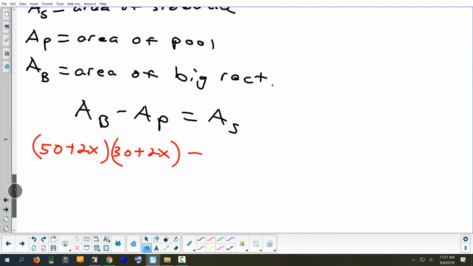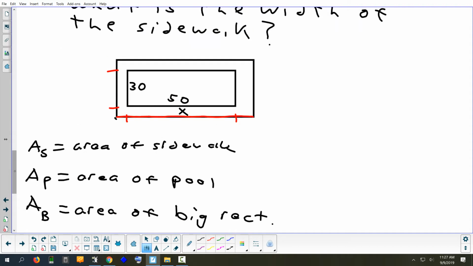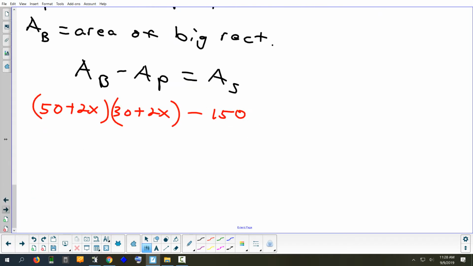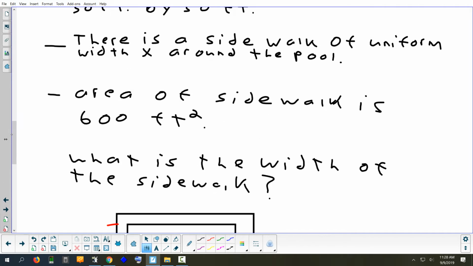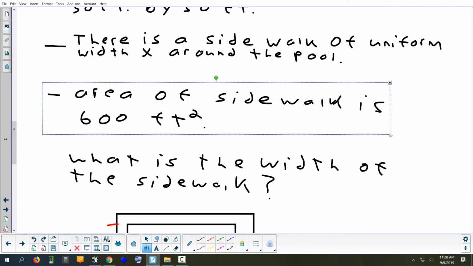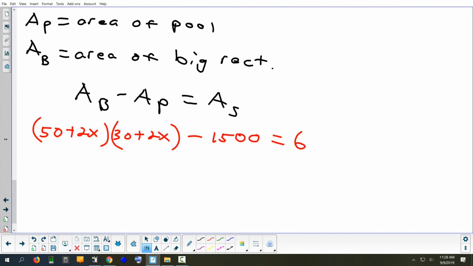Now the area of the pool, we can figure that out. We can get an actual number. What's the area of the pool? 1,500. Yep, 1,500. And the area that's equal to the area of the sidewalk, which they gave us, 600. Okay, so let's FOIL out what's on the left and combine like terms and solve for x.